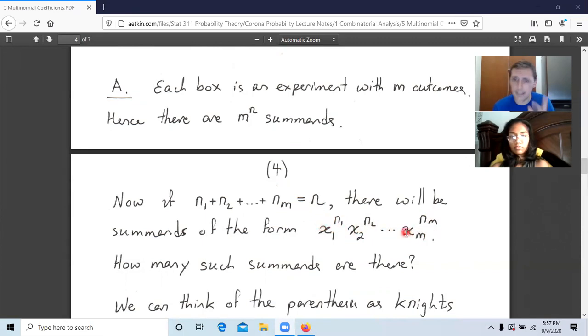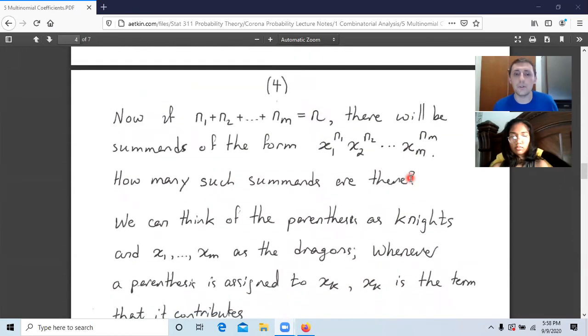Yes, I want to know how many terms are of this form. But you see, we had this idea about the dragons. What are those terms? What does this term mean? It means that exactly n1 knights were eaten by dragon number 1, and n2 knights were eaten by dragon number 2, all the way to n sub m knights eaten by dragon number m. Yes? Good?